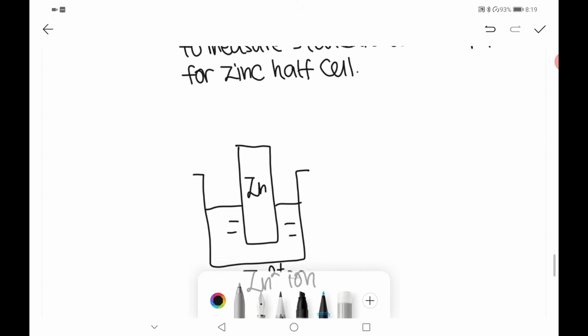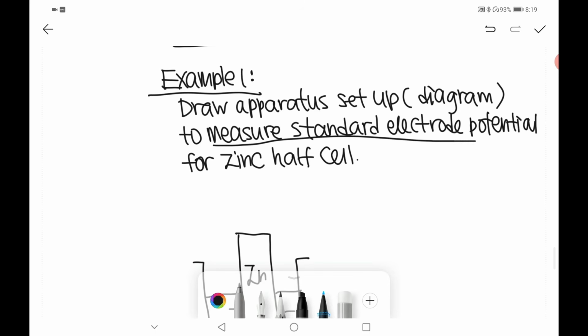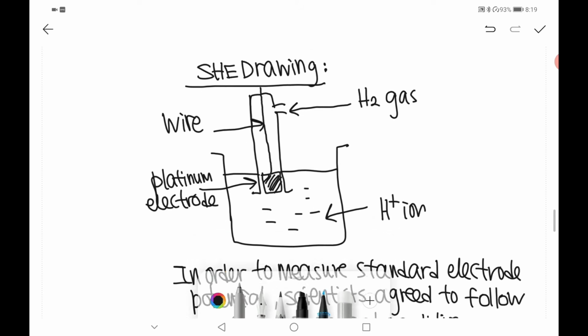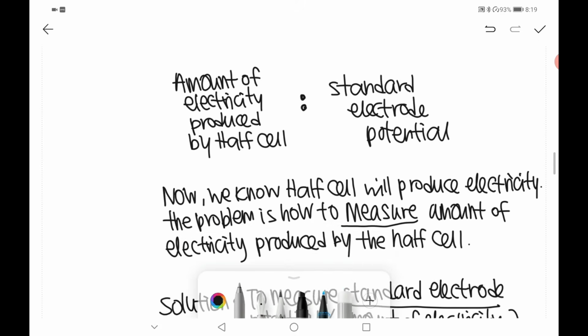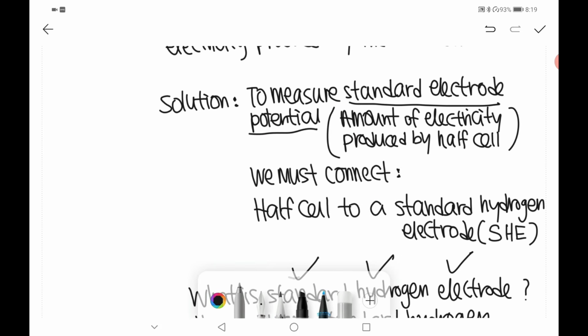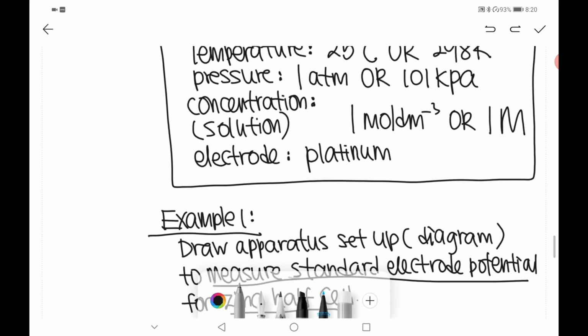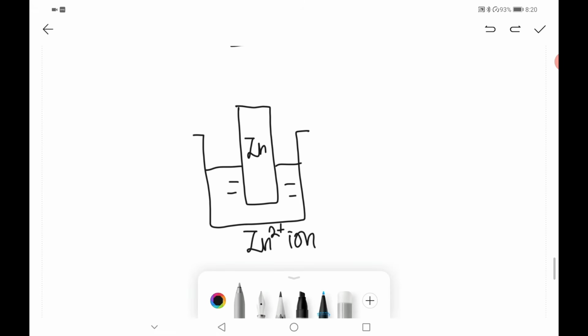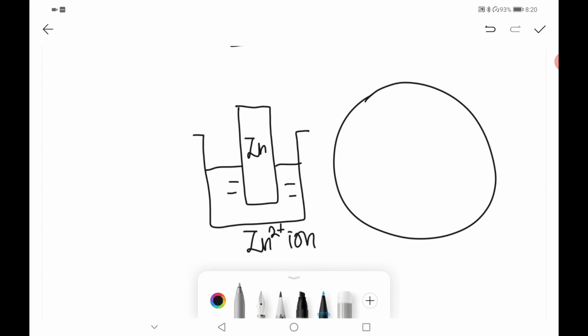Now remember, if you want to measure standard electrode potential, you need to connect the half cell to something else. Look back at what we learned just now. In order to measure the standard electrode potential, we must connect our half cell to SHE. So we must draw the standard hydrogen electrode here.